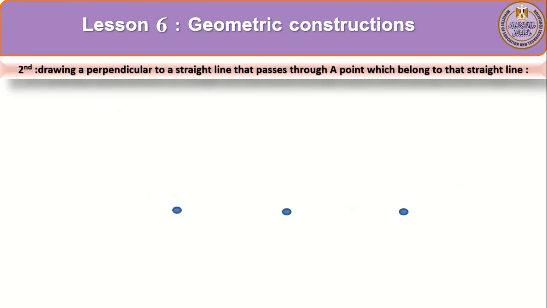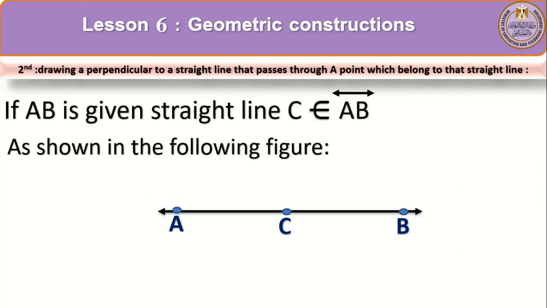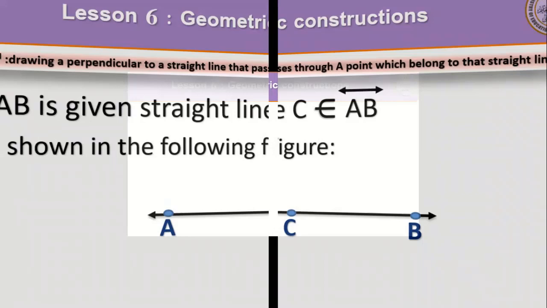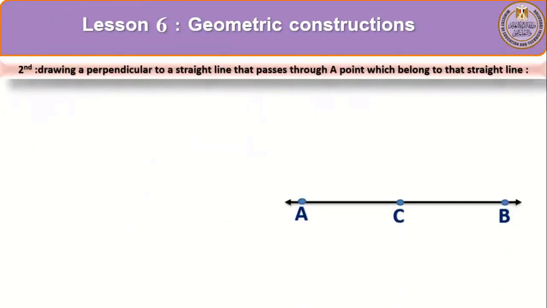Secondly, my dears, drawing a perpendicular to a straight line that passes through a point which belongs to that straight line. Look at this straight line. We have straight line AB and point C belongs to this straight line. We want to draw a perpendicular to this straight line that passes through the point C. Let's start our first step. This is the straight line AB, and this is the point C, which belongs to it.